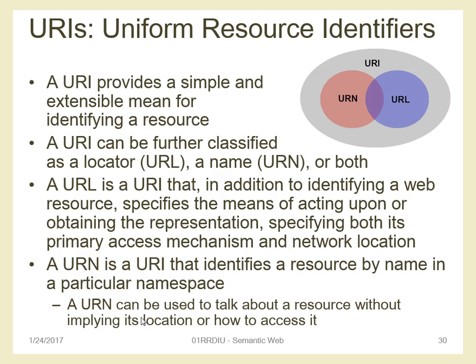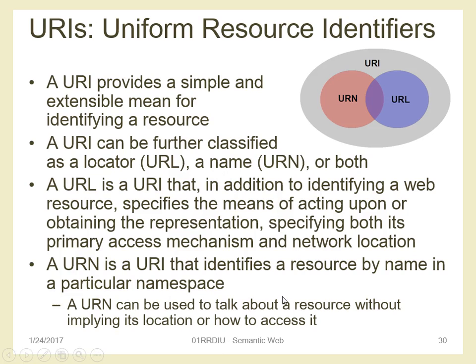A URL is what you write in the browser window, and it identifies a resource. Besides identifying a web resource, it specifies the way in which you can access the resource, using HTTP, HTTPS, or FTP, which is the protocol you use. It also gives the address where you find it, the web server name, and then the path inside the web server, and so on. So it's called a locator because it tells you where to find a resource.